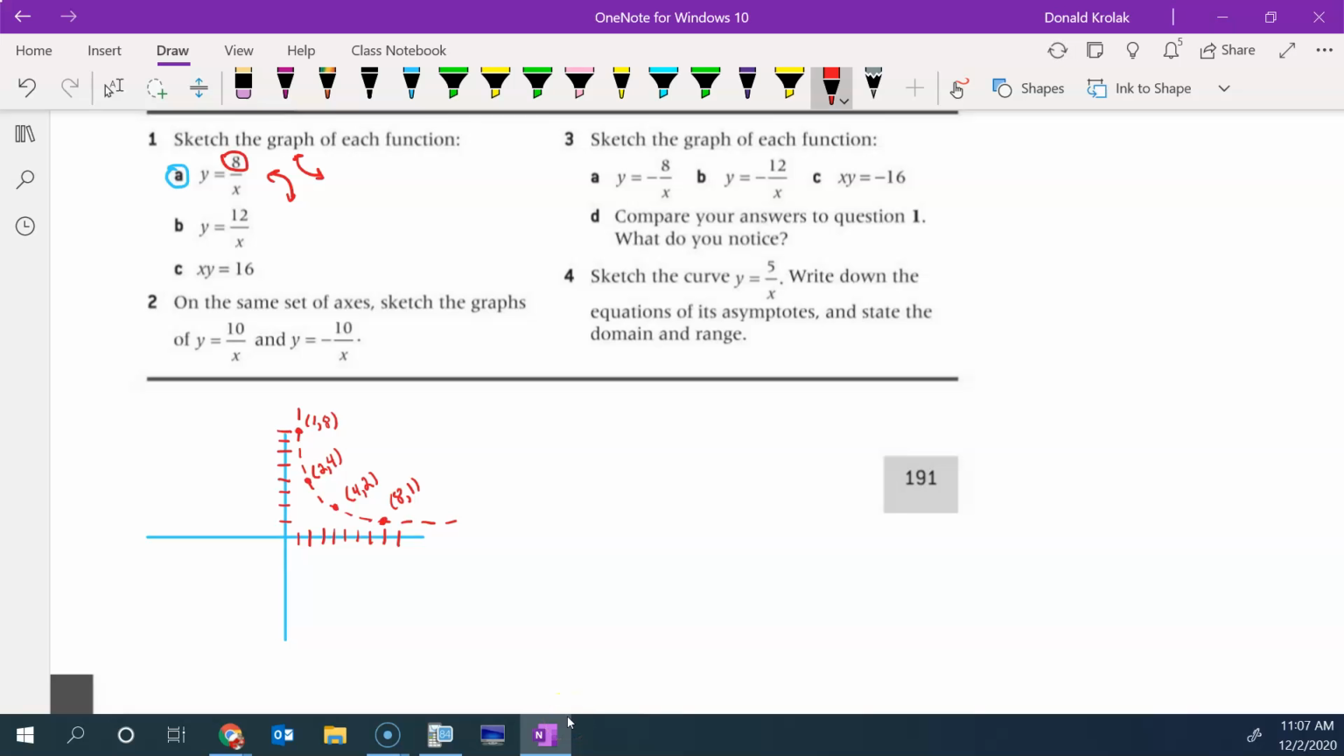And I know the other branch is going to be over here. Now these are both negative. So (-1, -8). This one here is going to be (-8, -1). And then these two guys in the middle, (-2, -4). See how easy it is?